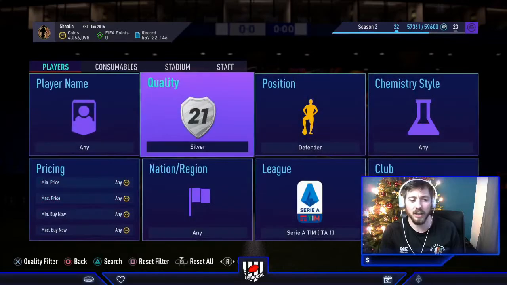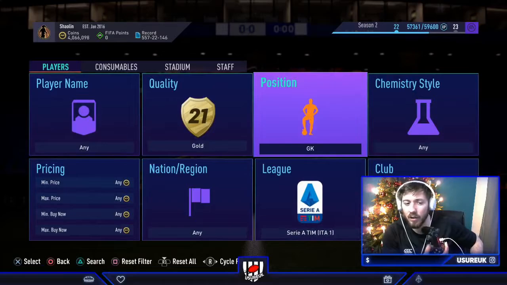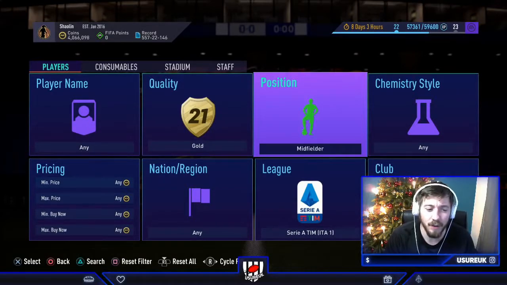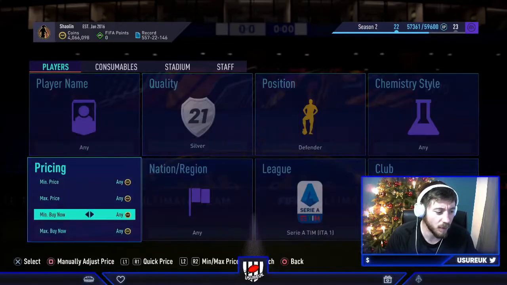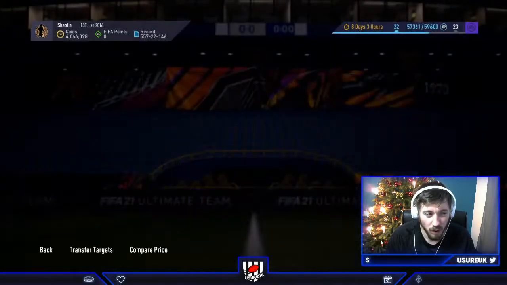We could change this to gold, midfielder. All you have to do is toggle right on the stick. You could look at any sort of position you want, and you can just change these up and have a look at anything you want. So we had silver, defender. We don't know what these sell for. We're roughly estimating around 800 coins. I'm completely wrong, but that's fine.